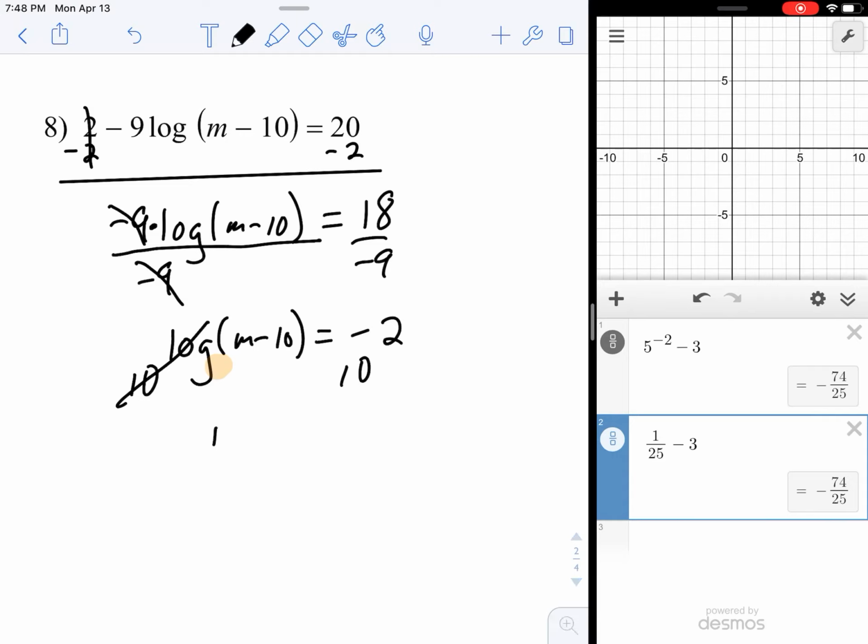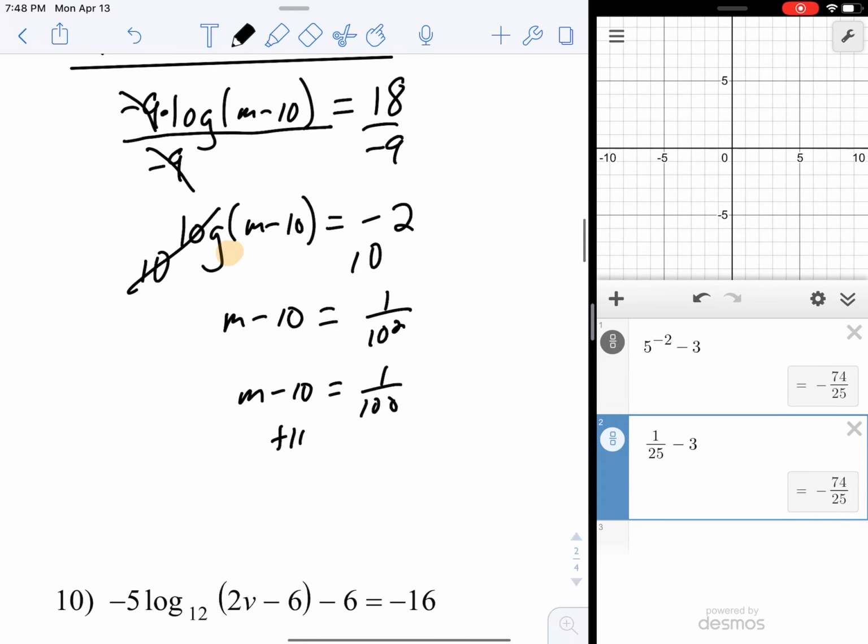That cancels out. M minus 10 equals 10 to the negative 2. That's 1 over 10 squared. And I hope you know 10 squared is 100. So now we need to add 10 to both sides. 10 plus 1 over 100 is 10 and 1/100th.